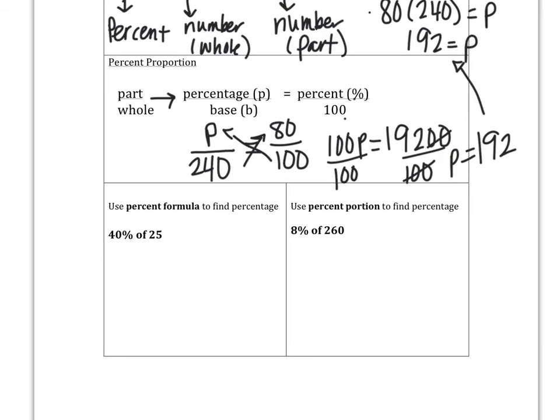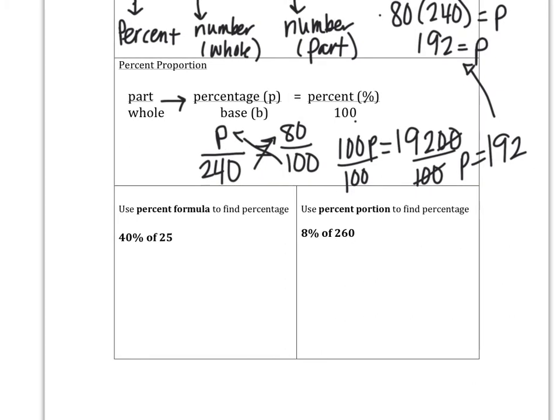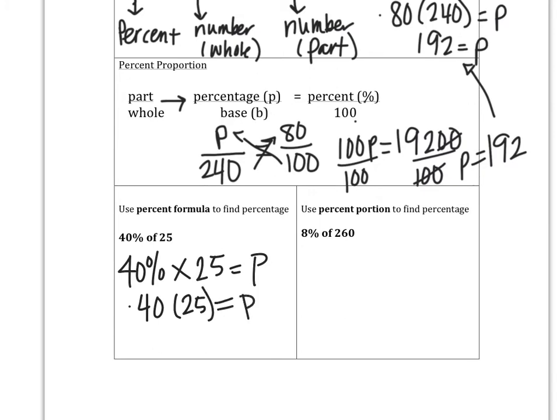Use a percent formula to find a percentage. So 40% of 25, of means times. 40% of 25 equals the percentage, the number we're trying to find. Turn this into a decimal, multiply it by 25, and that's going to give us P. We multiply those together, it's 10. P equals 10.